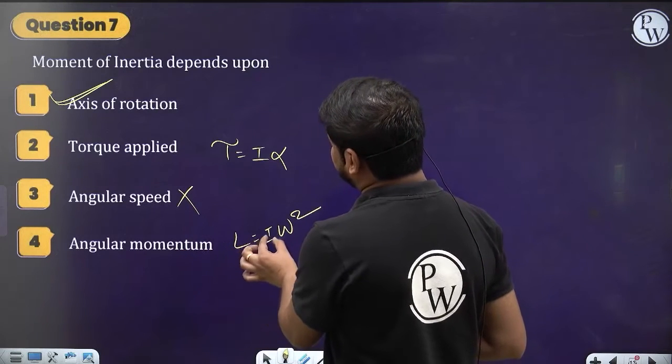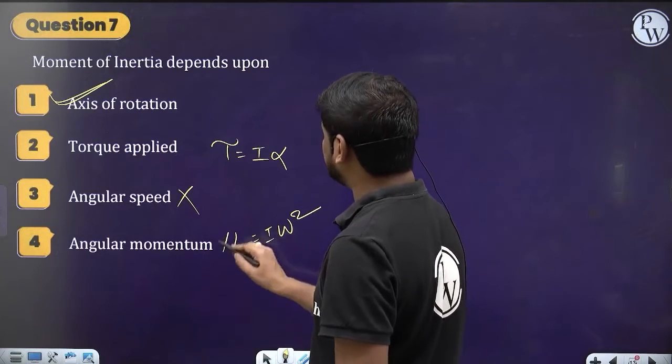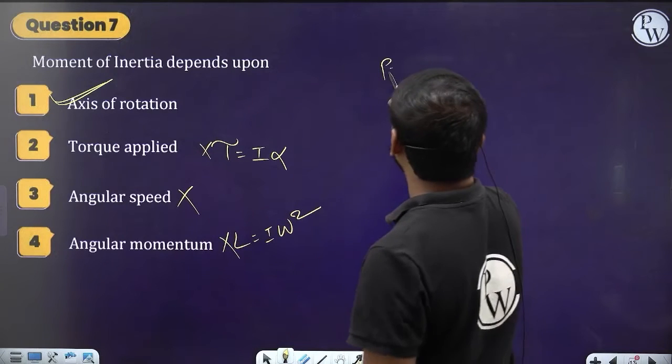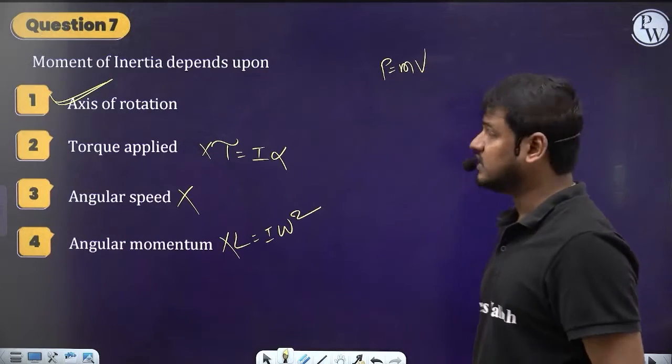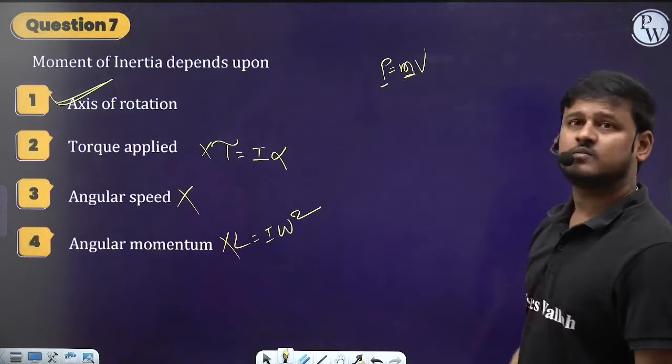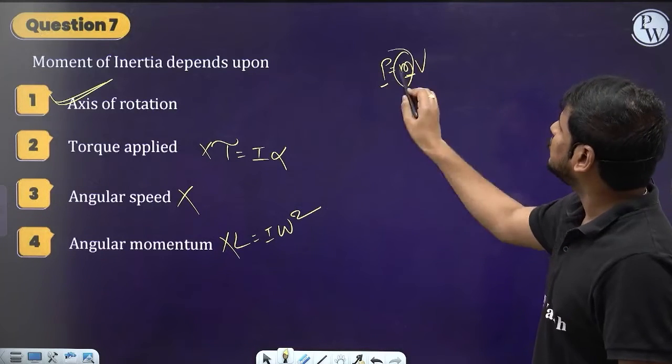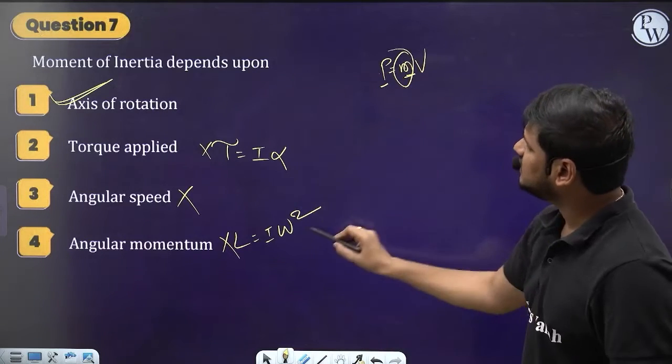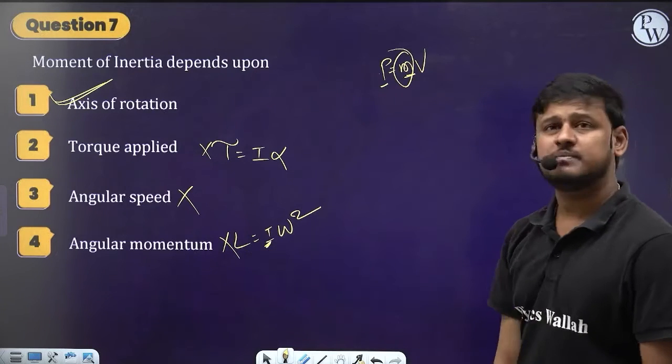So the moment of inertia is also depending on the L. So no, don't think like that. P equals mv is the linear momentum formula. Is the mass depending on the momentum? No, right? So the same thing here also. The moment of inertia will not depend on the angular momentum.